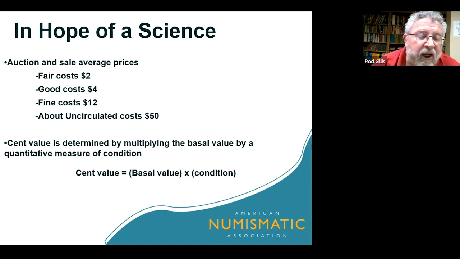So if you use that, that means good would be about twice as fair and so on. Fine would be three times as much as good. And that's how he came up with this equation that connected the number system to the value. And the equation is cent value equals basal value times condition. Okay, that's what he came up with.